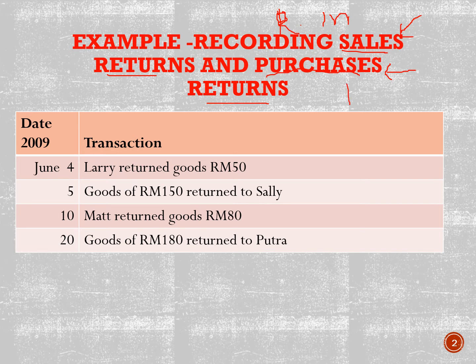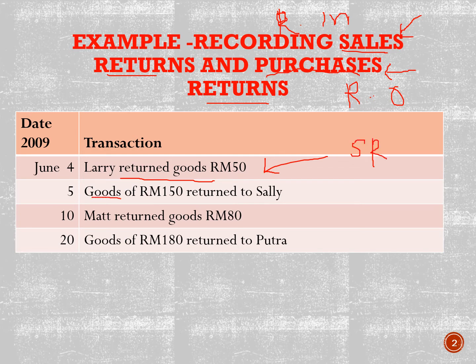So kita dapat balik return inward and return outward. So return outward lebih kepada purchase sebab kita kena keluarkan balik barang yang kita beli. Kalau inward, maksud dia barang yang kita jual kita akan dapat balik. Sebab return lah maksud dia pulangan. So Larry return goods. When Larry return goods, kita consider that as a sales return. Sebab Larry tu orang yang beli barang kat kita.